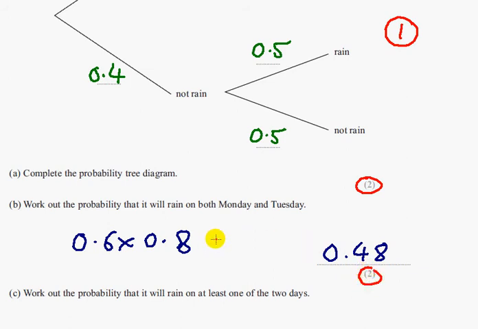Now this is also 2 marks. The first mark is the method mark from 0.6 times 0.8, and the second one's an answer of 0.48.